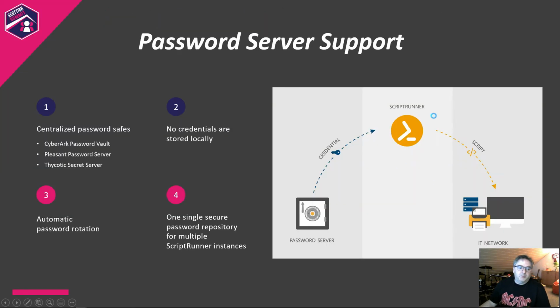So at the moment we support three password servers: CyberArk, Pleasant, and Thycotic, which means if there is a script that needs to connect and establish a PowerShell session to your Exchange server, to your Azure subscription, or to your Office 365 tenant, ScriptRunner is going to request the information in real time from your password server, and then use it to establish this connection, which means there is no credential stored locally at all. And if you have things in place like password rotation or other things that password servers typically offer, then of course that's something that we can make use of as well, and we always have the right information.